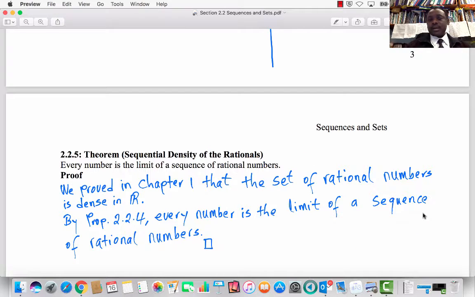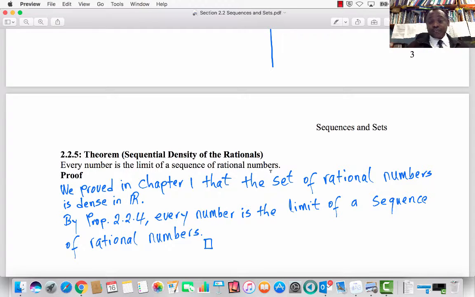Beautiful. The next theorem is a consequence of proposition 2.2.4. Theorem 2.2.5, sequential density or sequential denseness of the rationals. Every number is the limit of a sequence of rational numbers. I.e., if I pick a real number x, I can always find a sequence of rational numbers that converges to x. As a matter of fact, it also holds for the set of irrational numbers.